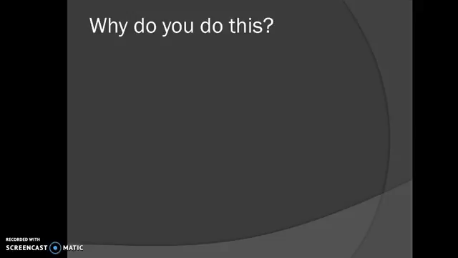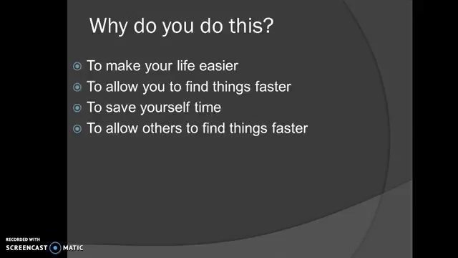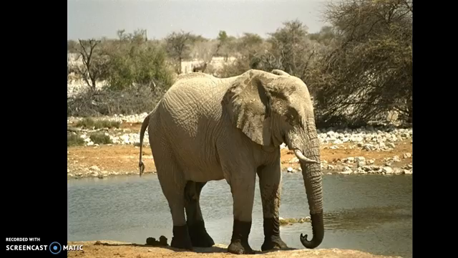But why do you do this? Again, don't write this down, just think about it. Why do you do this? To make your life easier, to allow you to find things faster, to save yourself some time, and allow others to find things a little faster too that might be working with you. So when you start to look at life, and you start to look at what makes these things unique, as scientists did back in the day before we really knew what to call things, they would start to look at characteristics about the life and place them into categories.